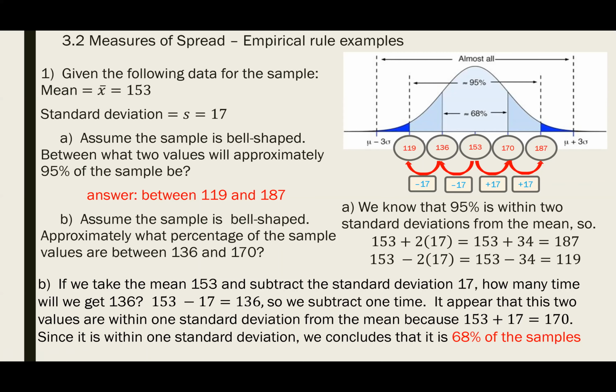The empirical rule doesn't have anything in between. It's only 1 whole step to the left and to the right, 2 steps to the left and to the right, and 3 steps to the left and to the right.